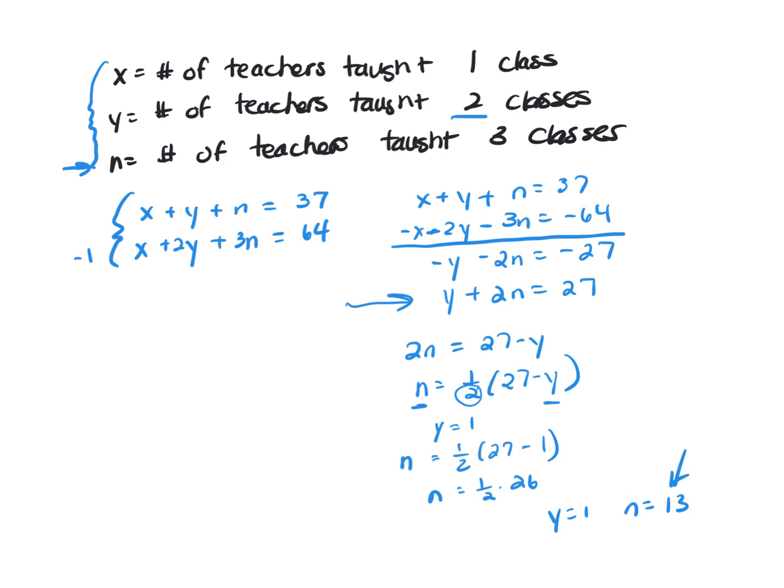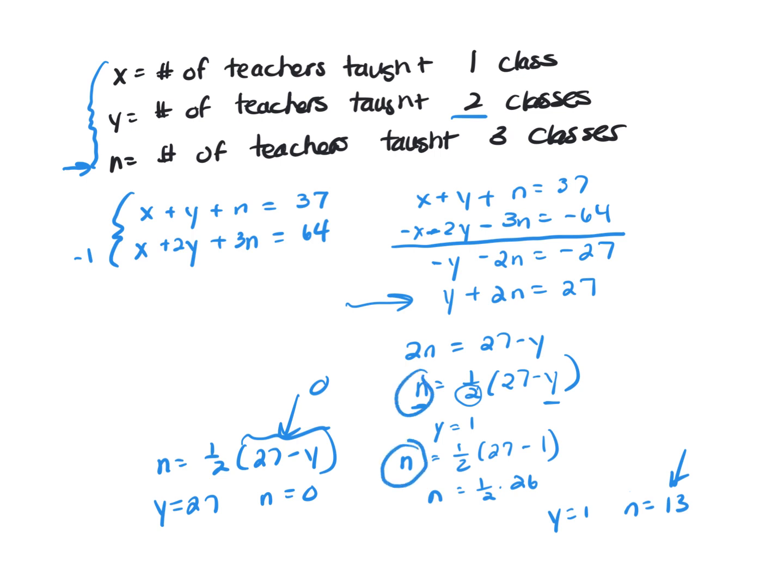Now think about your minimum. So let's go back to n equal 1/2 times 27 minus y. Have I written that right? Yes. And n could be 0. It might be that none of the teachers teach 3 classes. So if I let y be 27, that's going to give me 0 for this expression. So that's going to be n equal 0. So my minimum is 0 and my max is 13. That's going to be answer A. And I apologize for transposing that n to a y, but I fixed it on here.